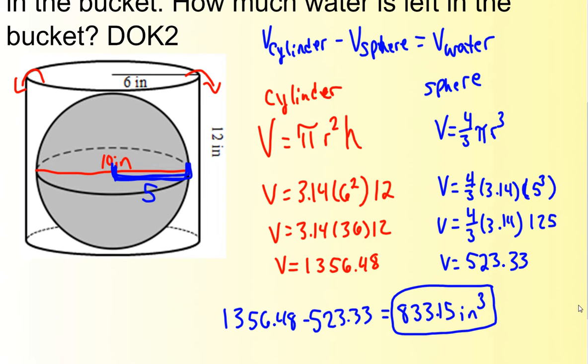So that was a DOK 2, depth of knowledge 2. That took some extra work. It wasn't just find the volume of the cylinder, where you just plug the numbers in. We had to find the volume of the cylinder, we had to find the volume of the sphere, and we had to subtract them to find the remaining amount of water that would be inside the bucket on the outside of this basketball. That's how much water is left in the bucket still right now, even though this basketball is completely pushed in there.